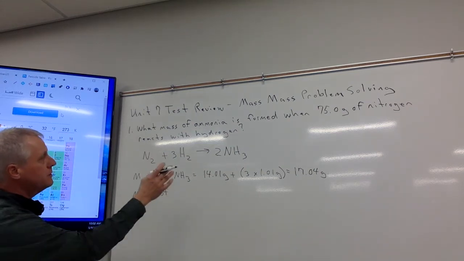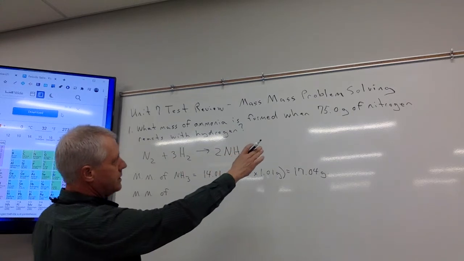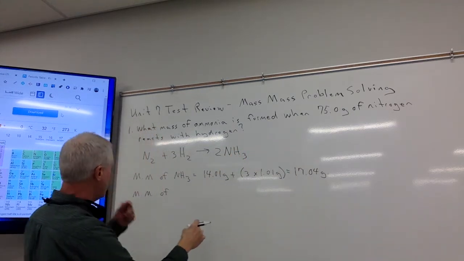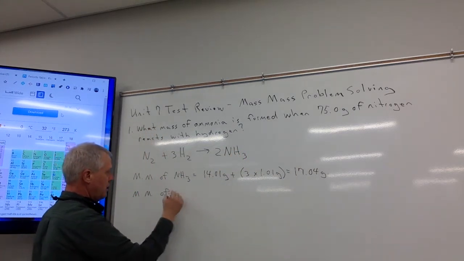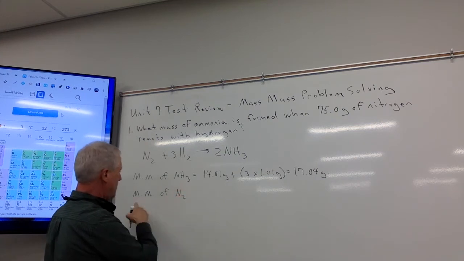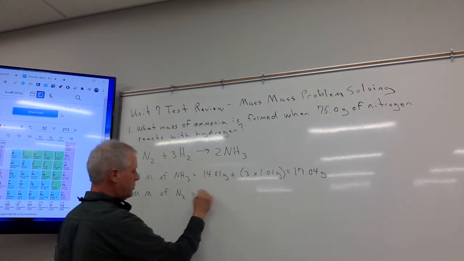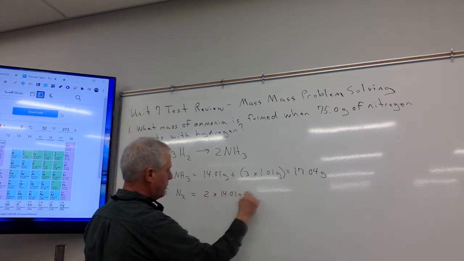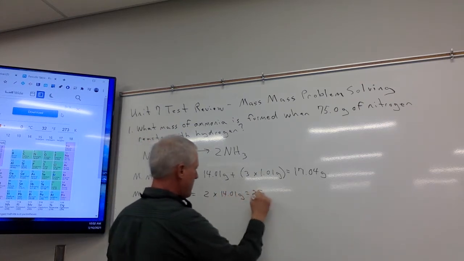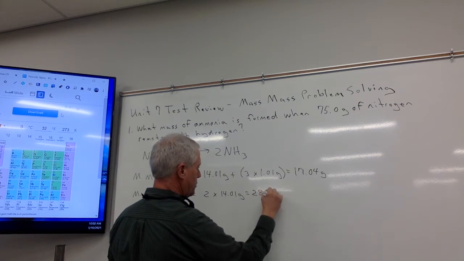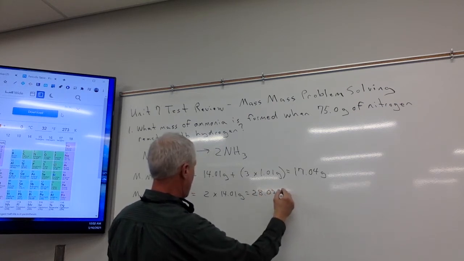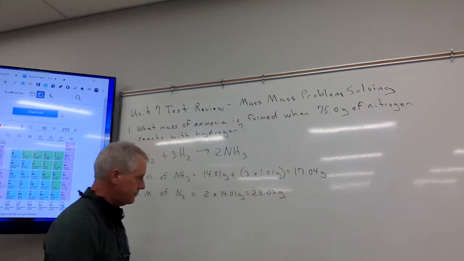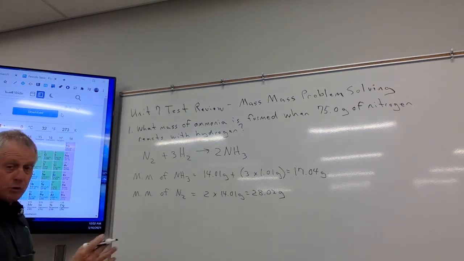The molar mass then of nitrogen, because it says there's 75 grams of nitrogen, so we're going to need to know nitrogen. And so the molar mass of nitrogen would be just 2 times 14.01 for a total of 28.02 grams. Okay. Now, let's do our mass problem.